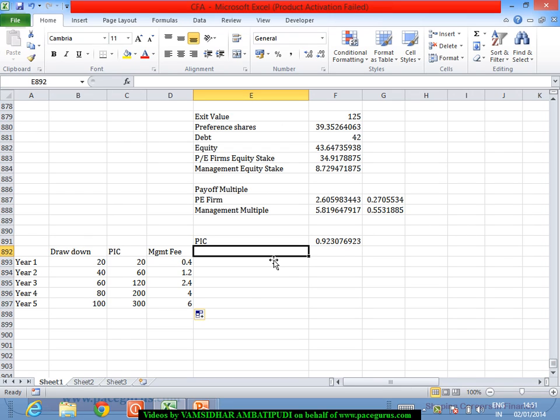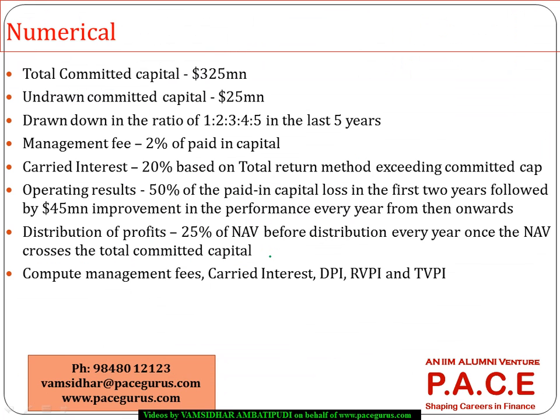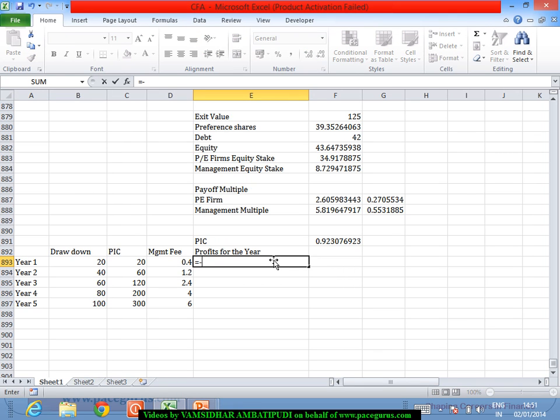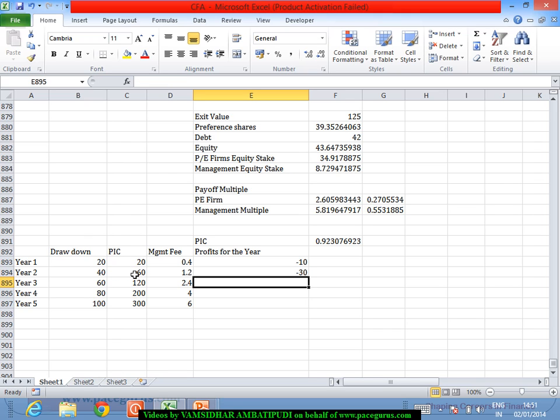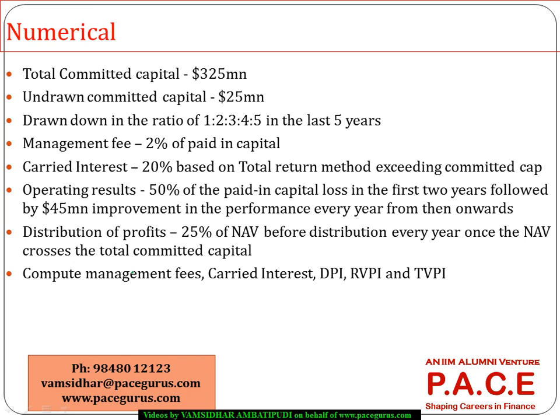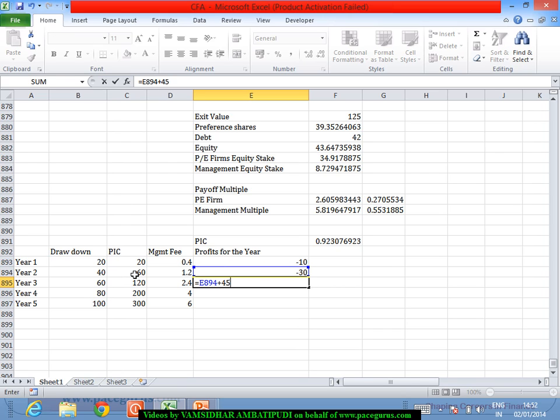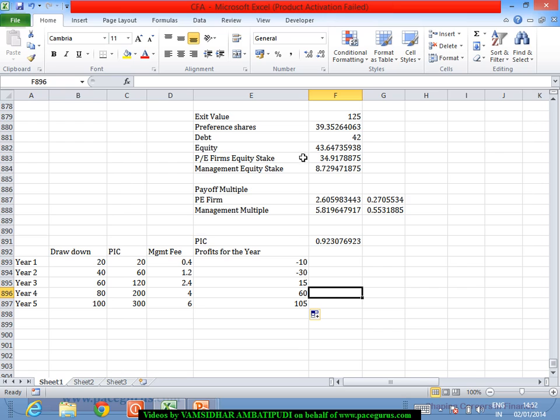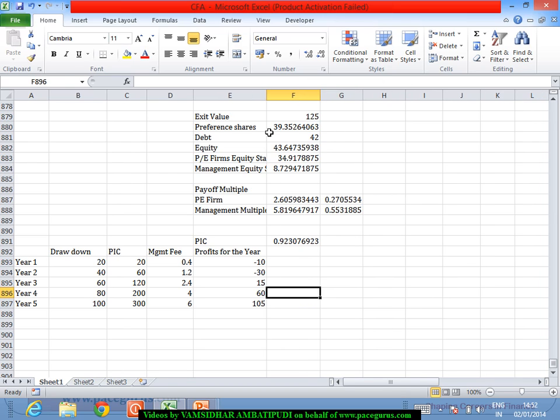So I'll say the profits per year, or operational results. What I am saying here is 50% of the paid-in capital is a loss. So 10 million is the loss in the first year, and in the second year 50% of the paid-in capital, 30 million, is the loss, followed by a $45 million improvement in the performance from that year onwards. So I'll add 45 to each of the years, resulting in 15 million, 60 million and 105 million being the profits in each of those years. So those are the profits for the year.